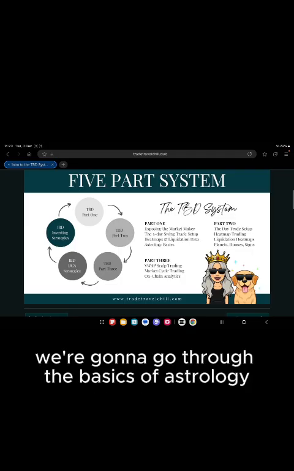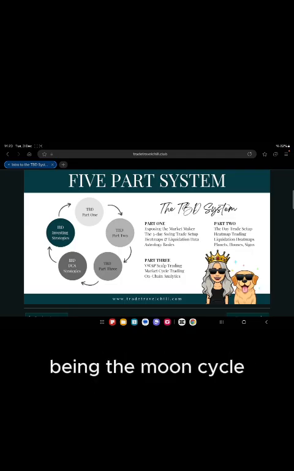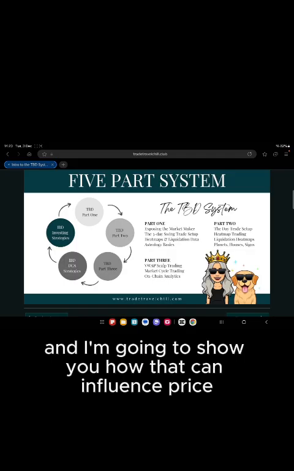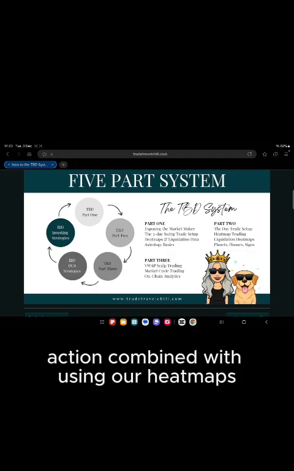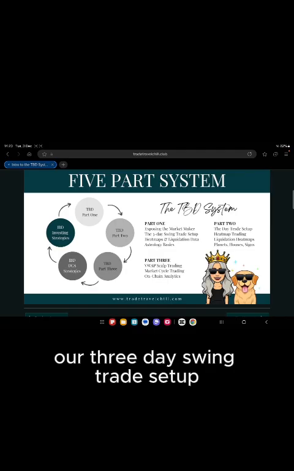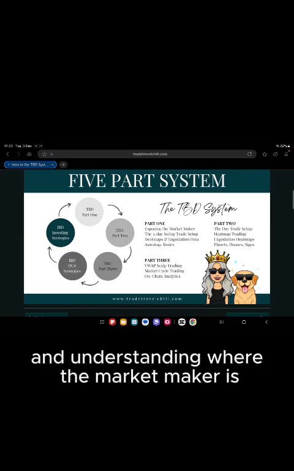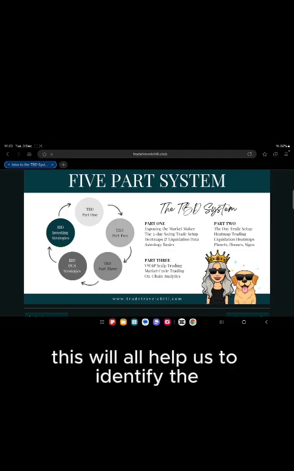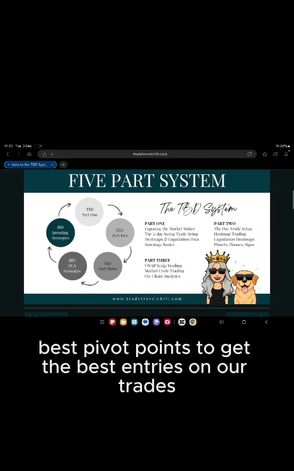So in part 1, we're going to go through the basics of astrology, being the moon cycle, and I'm going to show you how that can influence price action, combined with using our heat maps, our 3-day swing trade setup, and an understanding of where the market maker is making their moves. This will all help us to identify the best pivot points to get the best entries on our trades.